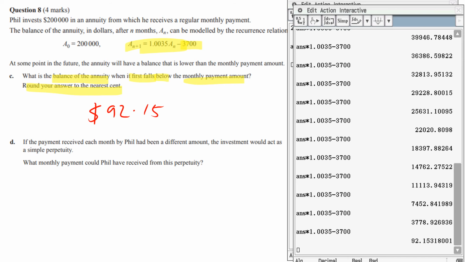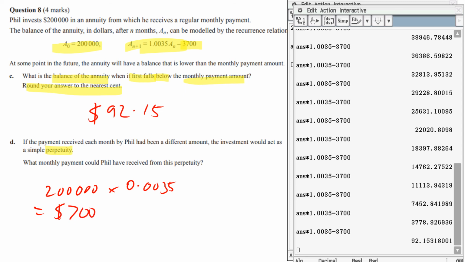Next, part D. If the payment received each month by Phil had a different amount, it would act as a simple perpetuity. That means every single term is going to be 200,000 because it doesn't change. There are two ways to do that. You could just do 200,000 times 0.0035, because that's the monthly interest rate, and you would get $700, which is the answer.